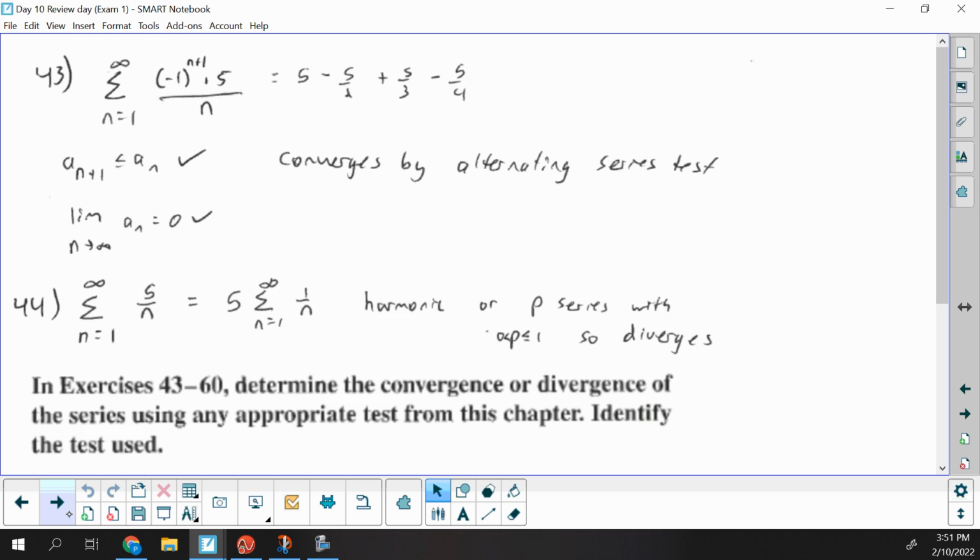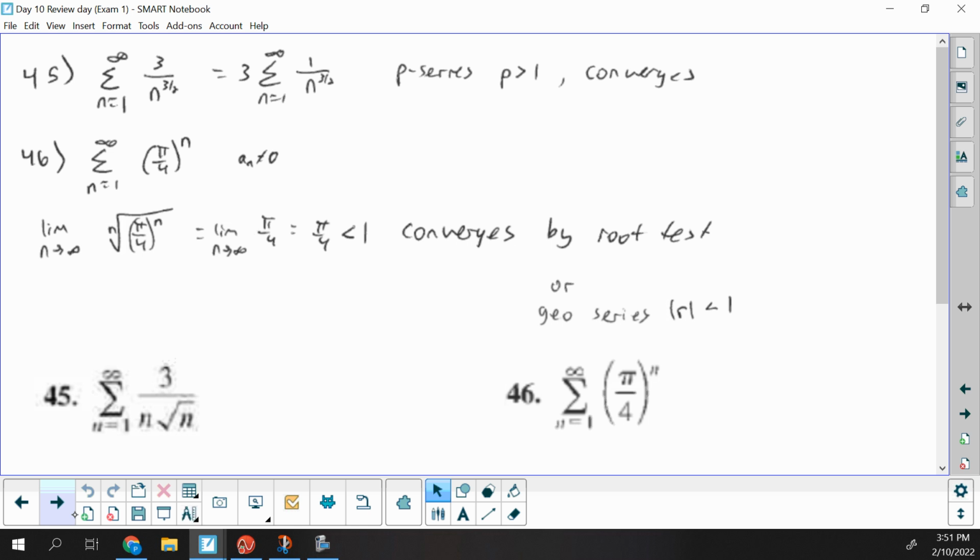In 44, we can pull out a 5, and then we're left with 1 over n, so that's harmonic, so it diverges. Or you could say it diverges because it's a p series with p greater than 0 but less than or equal to 1. In 45, you can pull the 3 out front, and then that's a p series with p greater than 1, so that converges.